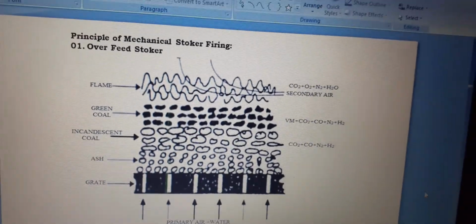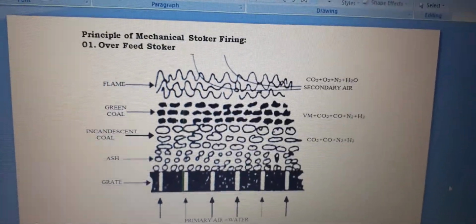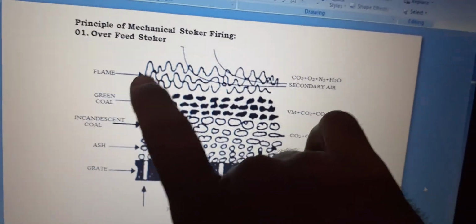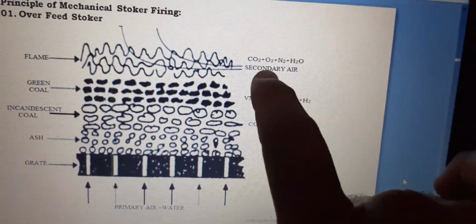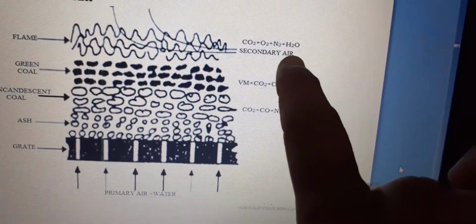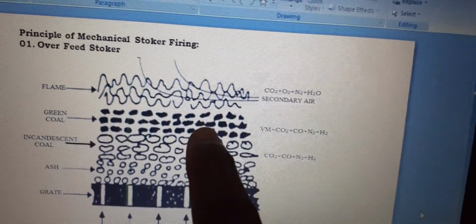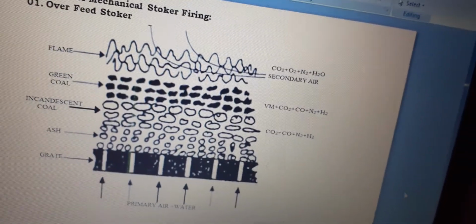And you all can see the principle of mechanical stoker firing. Point 1, overfeed stoker. You all can see here the flame in curved shape. You all can see that is carbon dioxide plus oxygen plus nitrogen plus hydrogen. Okay, secondary air, this is. You all can see the secondary air. And here you all can see the green coal. You can see the green coal below that.